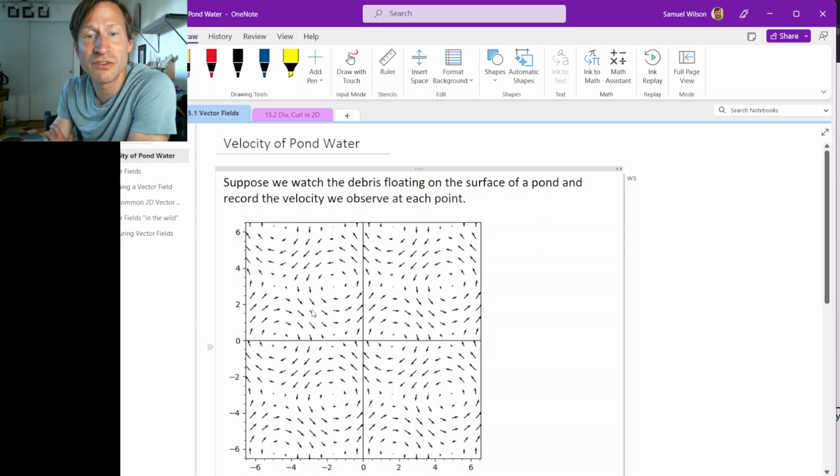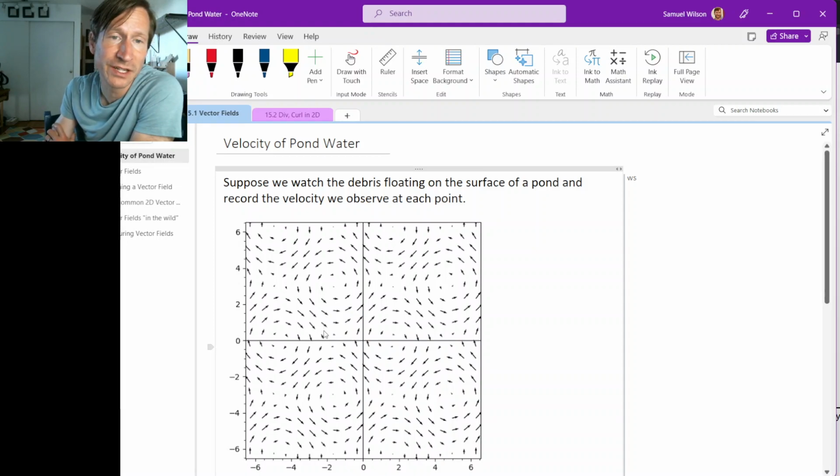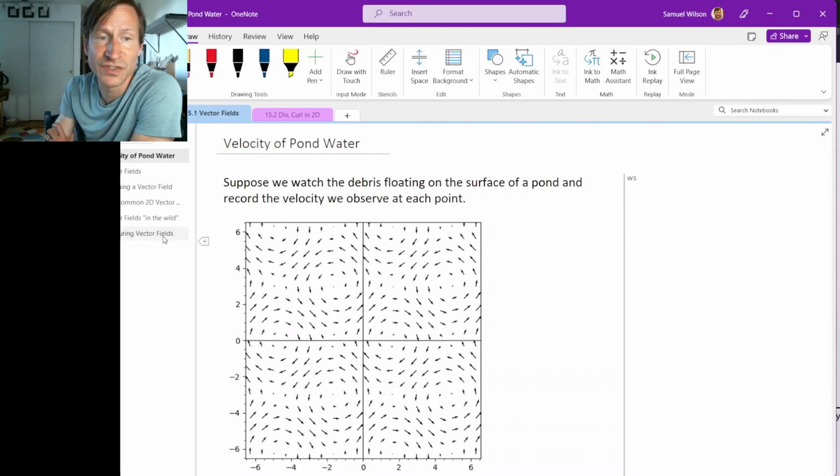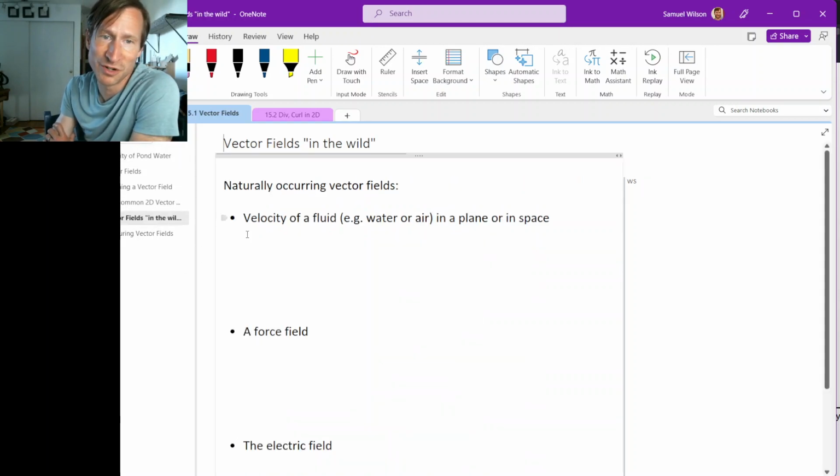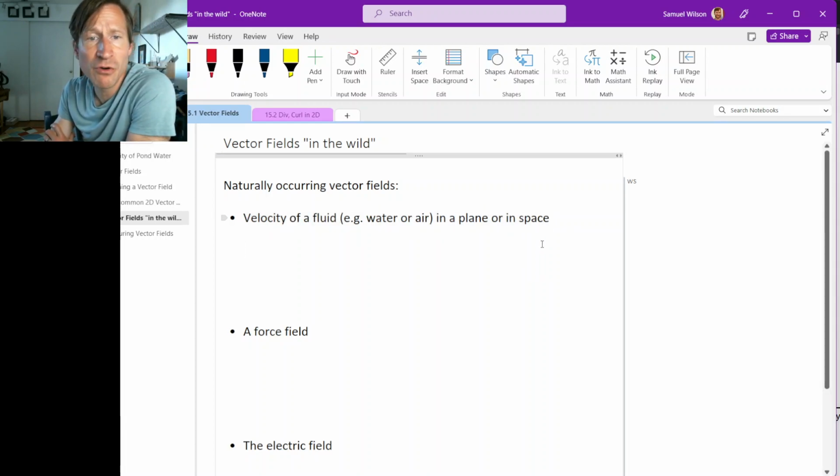So anytime you have a fluid that is flowing around, the velocity of that fluid can vary from place to place, and so that velocity is a vector field. So that's maybe one of the most important examples of how vector fields show up. Another example of how a vector field can show up is a force field.